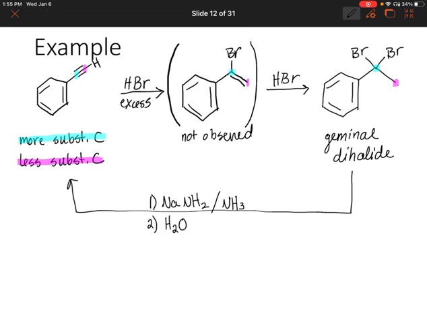All right. So this is really cool. We're kind of seeing a whole cyclic reaction here. You could go all the way from an alkyne to a geminal dihalide, and then back to the alkyne if you wanted to.